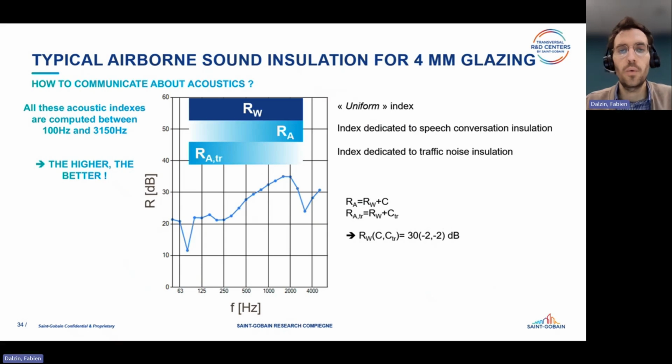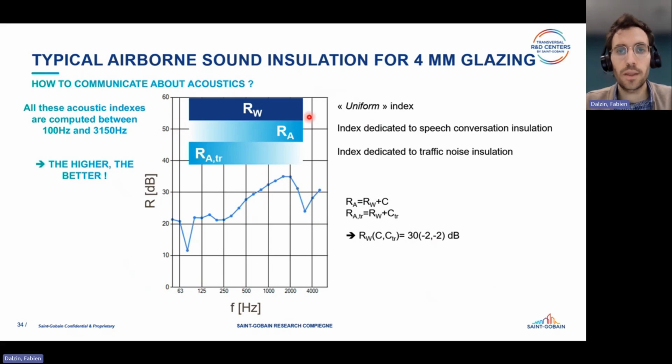So now, how can we communicate on the acoustics? You can see that we get complex figures with different acoustic insulation at different frequencies. If we want to communicate on this, it's very complex. That's why we introduce some acoustic indexes called RW, RA, and RATR. The RW is the uniform index corresponding to the acoustic insulation in all the frequencies. The RA focuses on the high frequency and the RATR focuses on the low frequency, the TR meaning traffic, so traffic noise, low frequency.